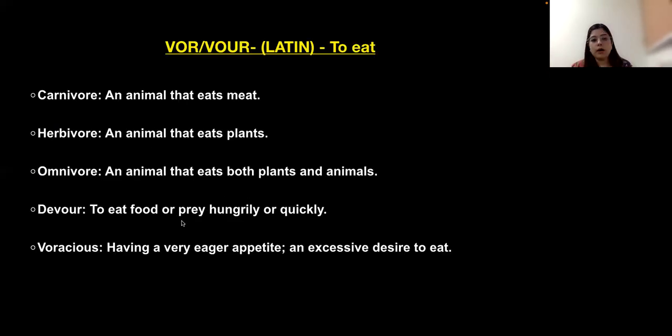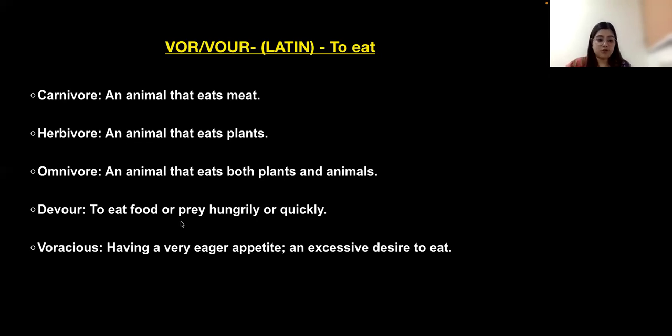Next आ जाते हैं vor, VOR or VOUR. Both versions are acceptable. Carnivore, so vor is the root word which has to do with eating, to eat. So carnivore, an animal that eats meat. Herbivore, an animal that eats plants. Omnivore. Devour, to eat something very quickly. When you're hungry, you tend to eat anything that is in front of you in a not very beautiful way, right? So you devour food at that time. You quickly eat it. You inhale food.